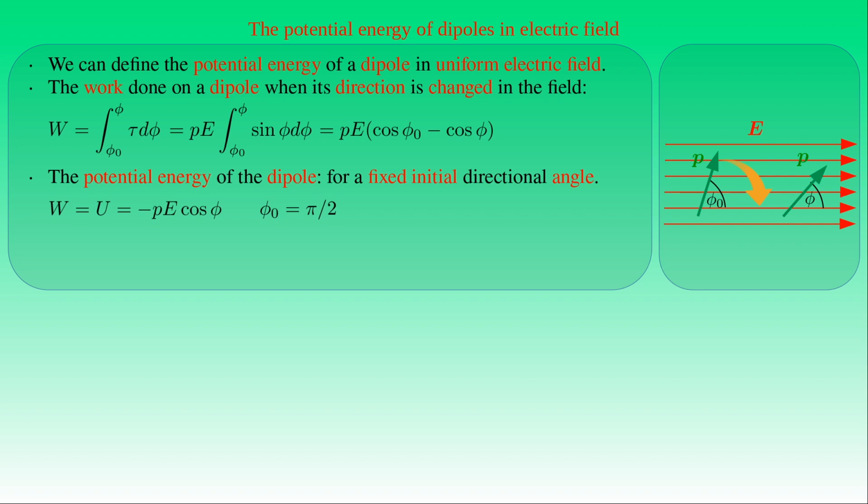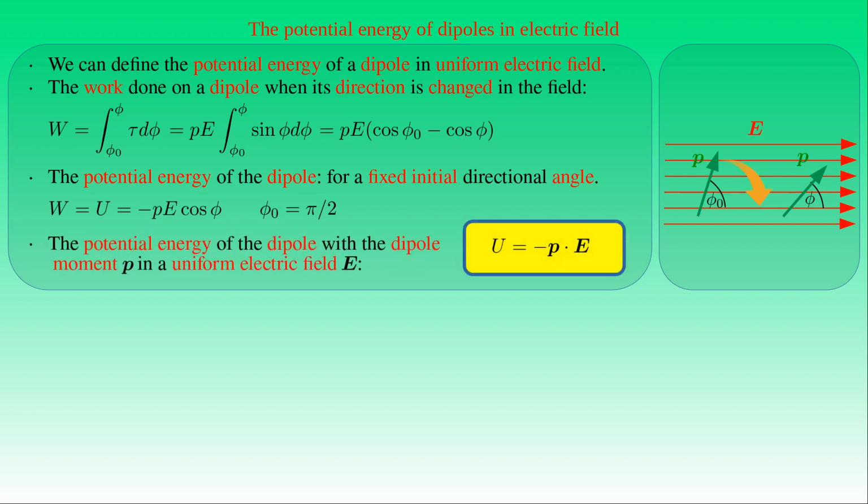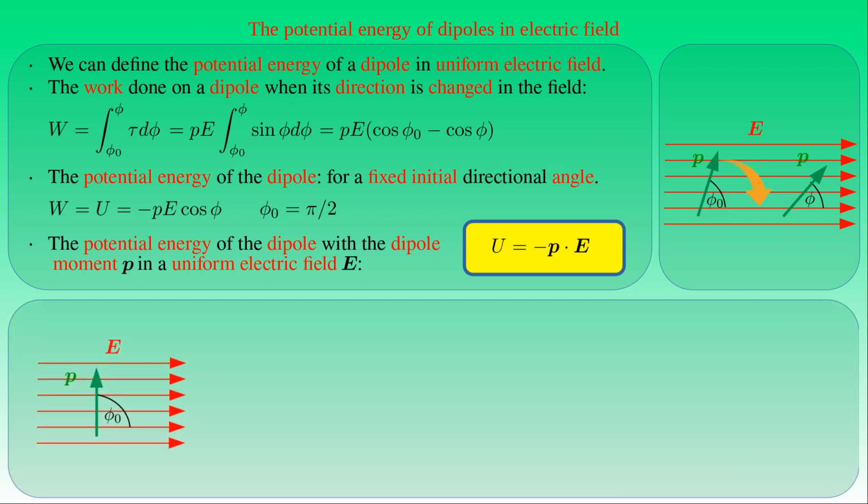Since phi is the angle between the vectors P and E, we conclude that the potential energy U of a dipole with the dipole moment P in a uniform electric field E is given by minus the scalar product of the dipole moment P and the electric field strength E. If the direction of the dipole is perpendicular to the field lines of the uniform electric field, that is the direction angle of the dipole moment P is equal to pi over 2, then the scalar product vanishes and the potential energy of the dipole is equal to 0.